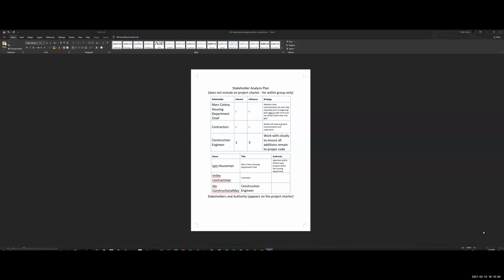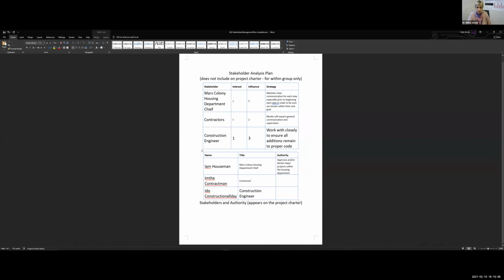And then I think I need to zoom in, right? Yeah, a little bit. Okay, Mars Colony Housing Department chief, interest positive, influence high, maintain close communication. Yep, that makes sense. And then you have the same person and their authority and what they do in terms of impacting your project decisions. Good job, really good. Who is next?